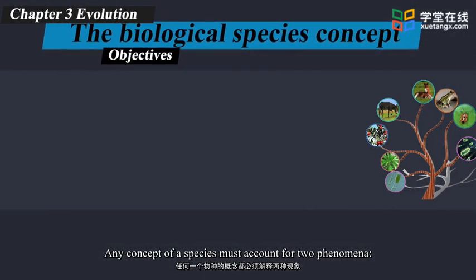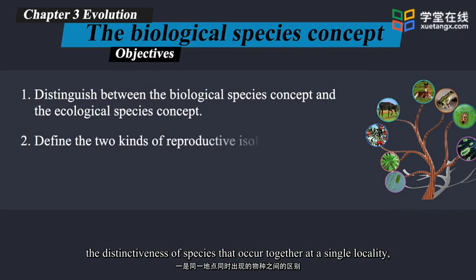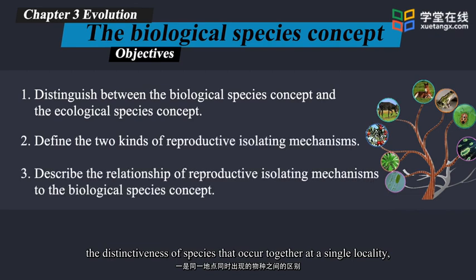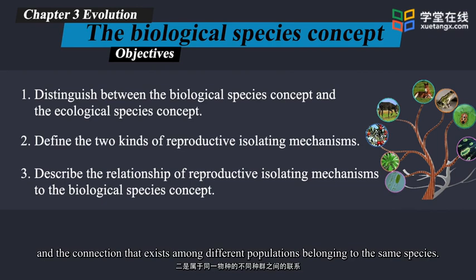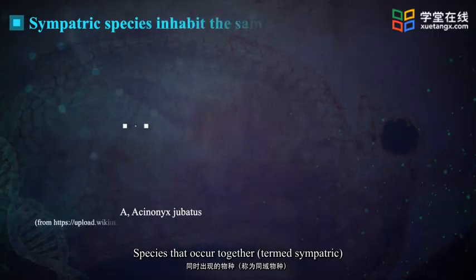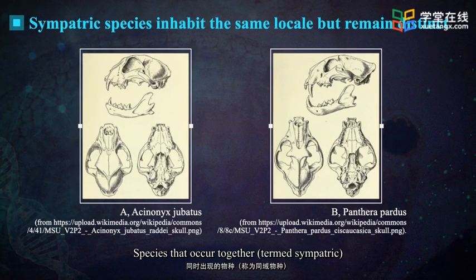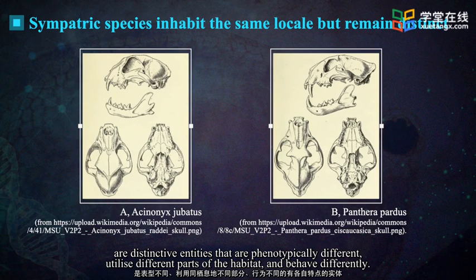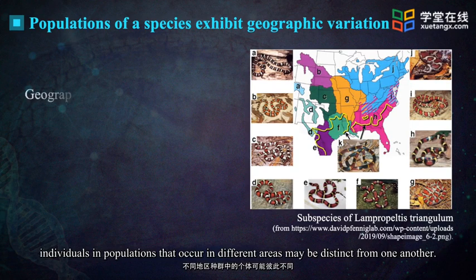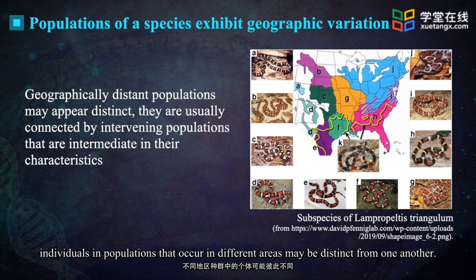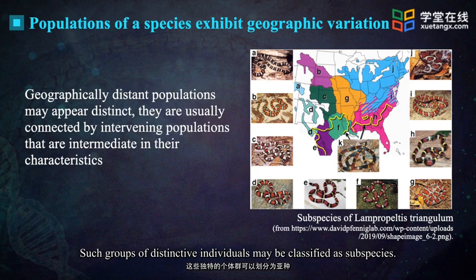Any concept of a species must account for two phenomena: the distinctiveness of species that occur together at a single locality, and the connection that exists among different populations belonging to the same species. Species that occur together, termed sympatric, are distinctive entities that are phenotypically different, utilize different parts of the habitat, and behave differently. Within a single species, individuals in populations that occur in different areas may be distinct from one another. Such groups of distinctive individuals may be classified as subspecies.